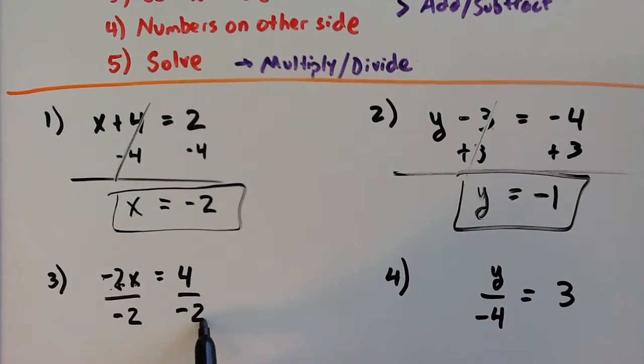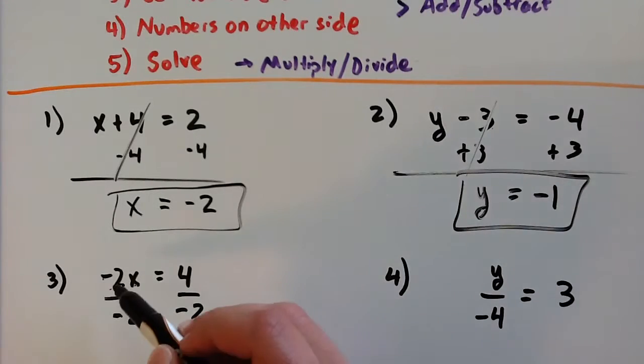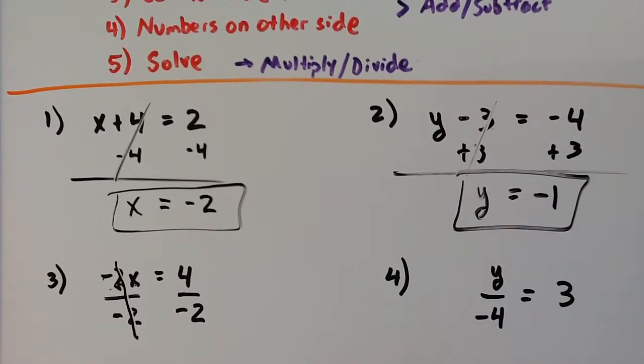I divide both sides by negative 2. When I do that, I have negative 2 over negative 2, which is 1. 1 times x is simply x. So x is equal to 4 divided by negative 2, which is negative 2, right?